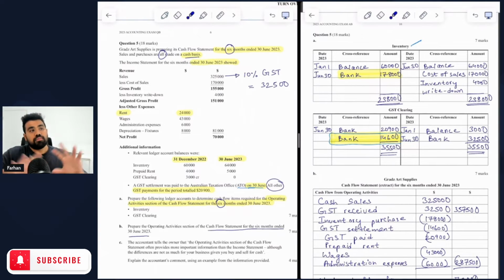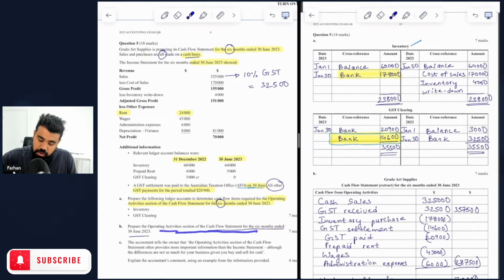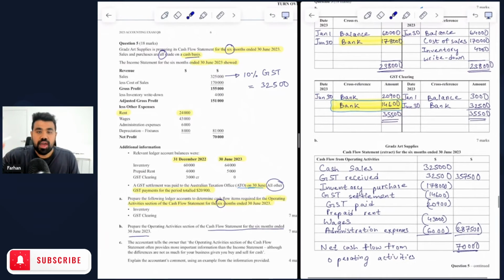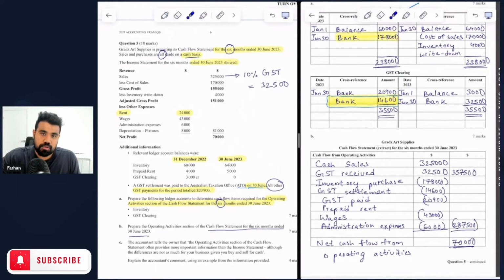Okay, so that's how we take care of inventory and the GST clearing account. Now, the second part of the question wants us to prepare the operating activities section of the cash flow statement for the 6 months ended 30 June 2023. Anything that has to do with cash inflows and outflows for the day-to-day operations of the business is what we're going to be including here.